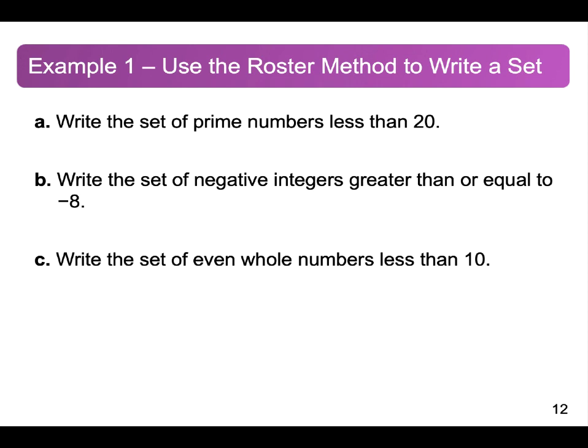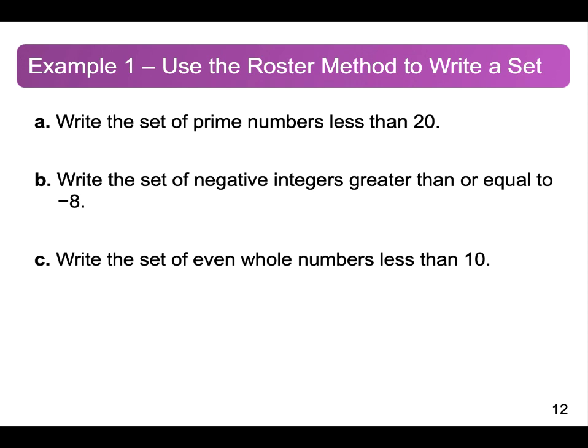For part B, if we wanted to write the set of negative integers greater than or equal to -8. So this one, we would not have to use the periods of ellipsis because there's really not that very many numbers in this set. -8, -7, -6, -5, -4, -3, -2, and -1 would give you all of the negative integers greater than or equal to -8. Notice here that we did include -8.